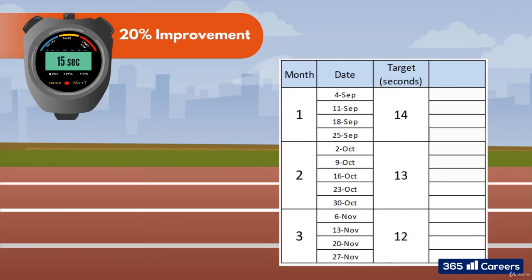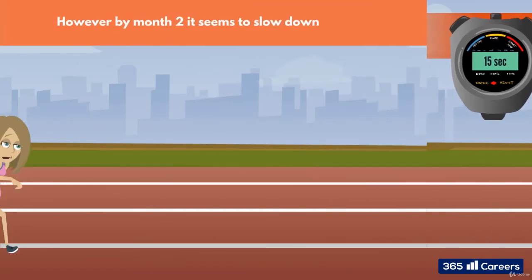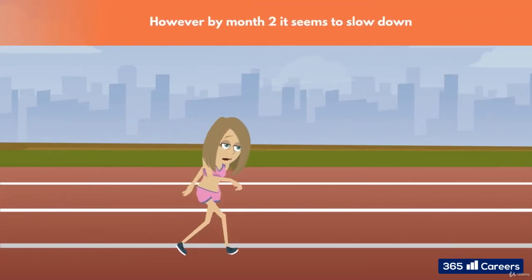You go out every Tuesday and have your friend time you and record it. That's what we call the actual. So here we have our example. You can see in month 1, your progress was good. However, by month 2, it seems to slow down.